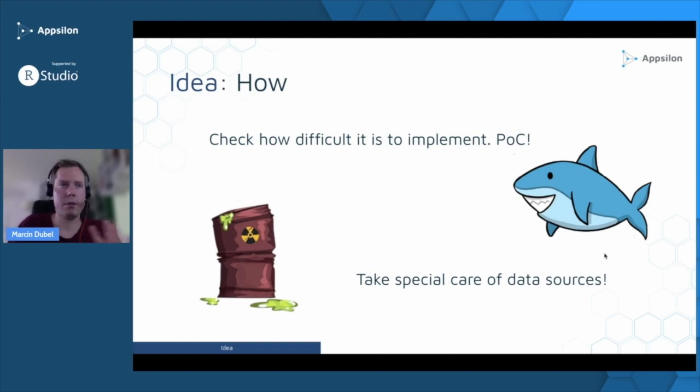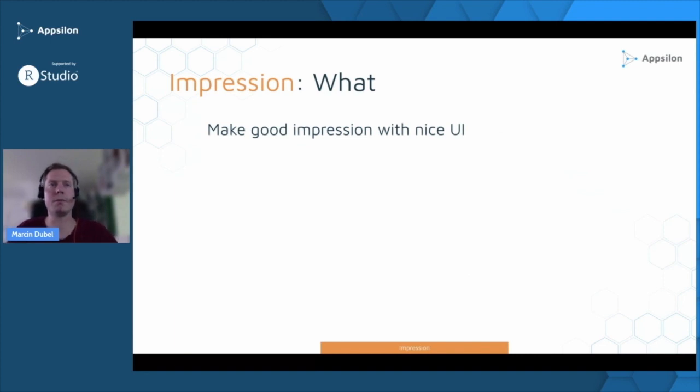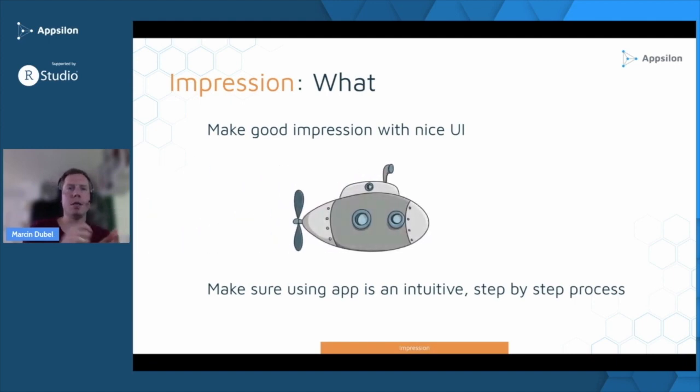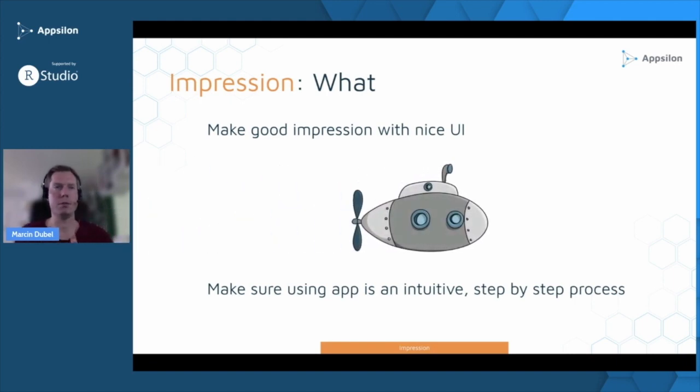Okay, so we have the part about the idea and the things that you need to check. Let's move to the impression. Of course, what we mean here is that you should make a good impression with a nice UI. On that stage, I hope that you enjoy my graphics. This is of course important, but more important, I see, is to make sure that your app is an intuitive, step-by-step process for the user. So the user experience part is even more important.